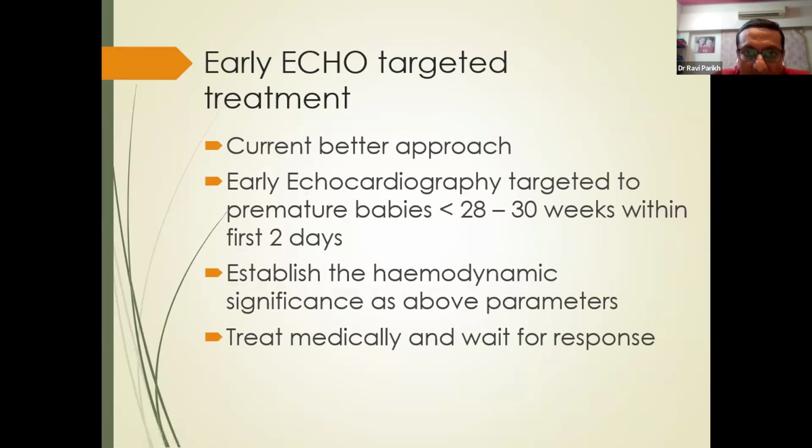So now we know that currently the best approach is early echo-targeted treatment. So rather than 2 days, even within 24 hours, you can target any premature babies less than 28 weeks with echocardiography. Establish the hemodynamic significance as I have shown above with the above parameters. Treat medically and wait for response.